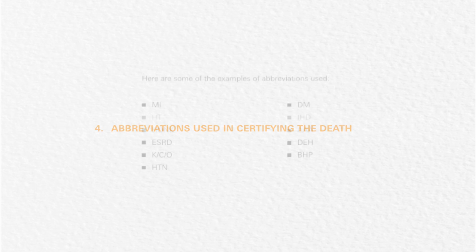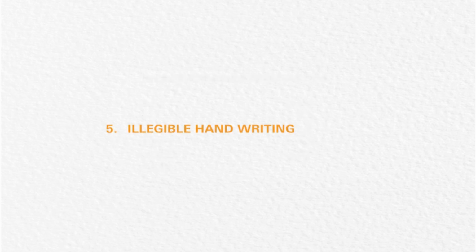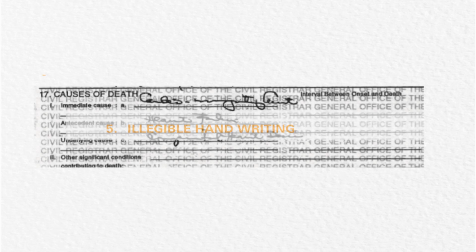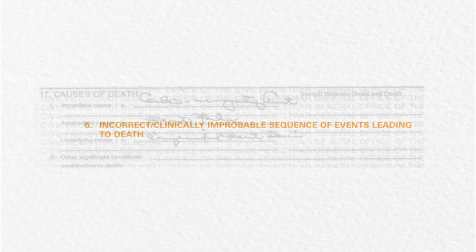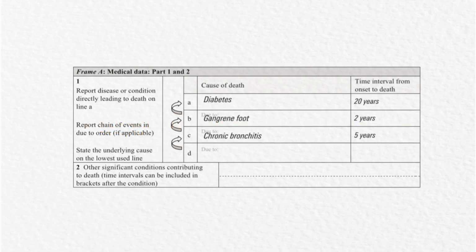Number 4. Abbreviations used in certifying the death. The abbreviations can create confusion during the reporting of the death. So here are some examples of abbreviations which should be avoided. Number 5. Illegible handwriting. Let's look at an example of illegible handwriting. Number 6. Incorrect or clinically improbable sequence of events leading to death. Let's look at an example.